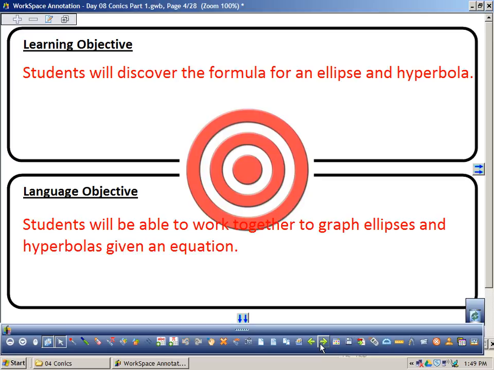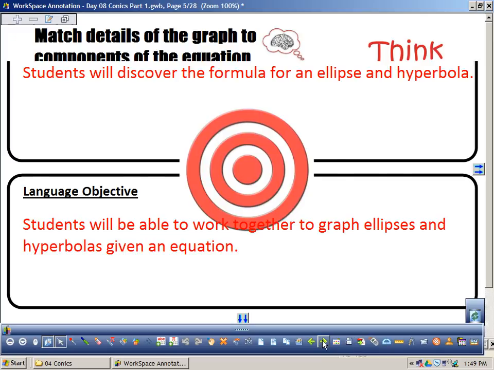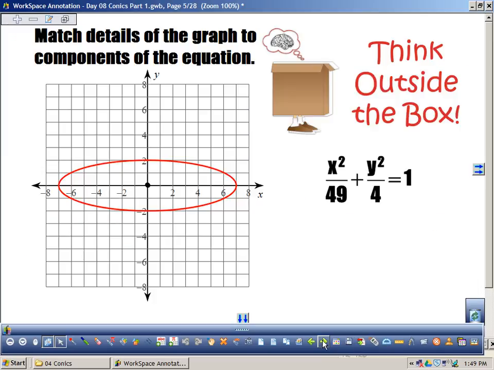All right, let's do it. Students will discover the formula for an ellipse and a hyperbola. Let's think outside of the box. Can you match details of the graph to components of the equation? So here's the graph. Here's the equation. You guys figure it out.